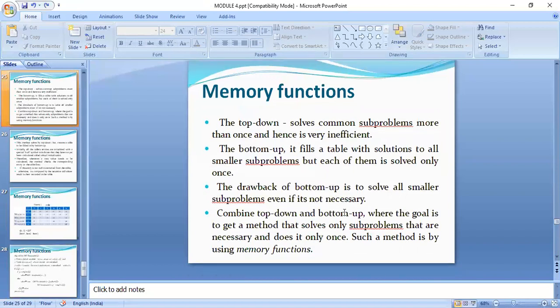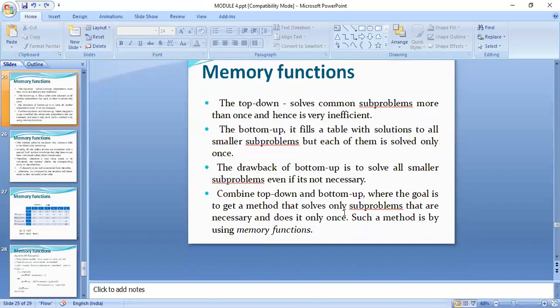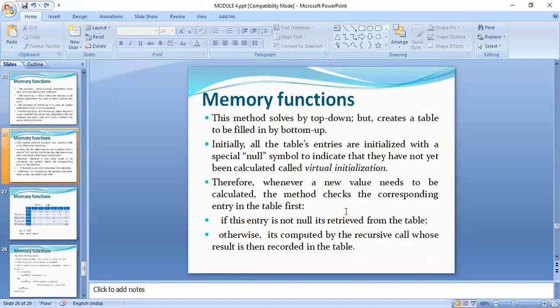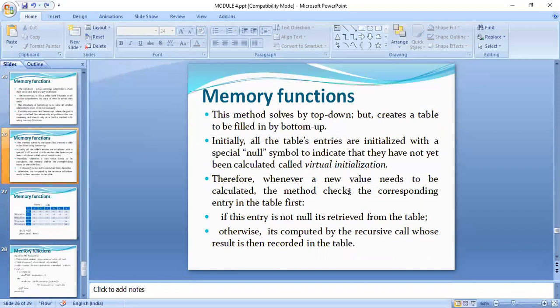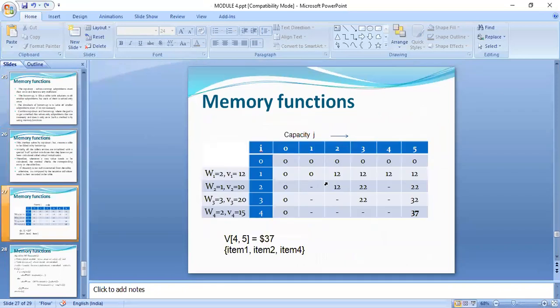Here we are having something called the memory function, which is the combination of both top down and bottom up, where you will be creating a table initialized with a null value, except for the 0th row and 0th column. If you require the values, you will just check in the table whether it is already filled. If it is filled, we just retrieve it. For example, when you are in the third row, if you need the value of 1 comma 2, just check whether it is filled. Yes, it is filled, then you just retrieve the value. Otherwise you need to calculate it by using the formula.